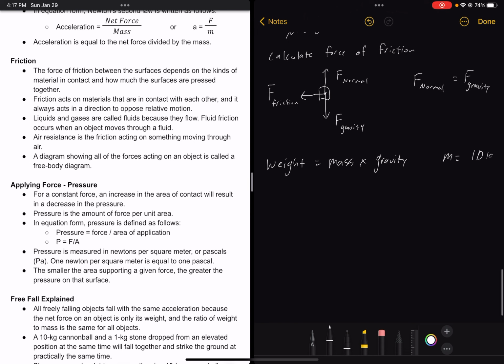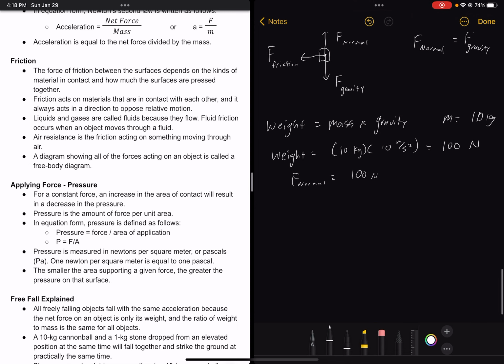So the weight would equal the 10 kilograms times the acceleration due to gravity. So we're going to say 10 meters per second squared, so 100 newtons. That's the weight. And that's also the normal force. So the normal force is going to equal 100 newtons because the forces have to be balanced in the y direction. The vertical forces are balanced in this case.